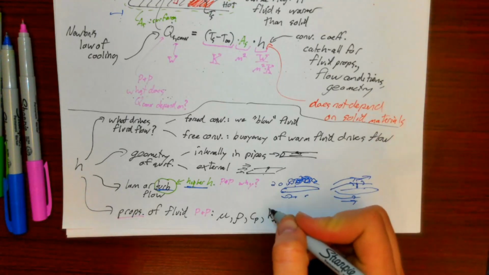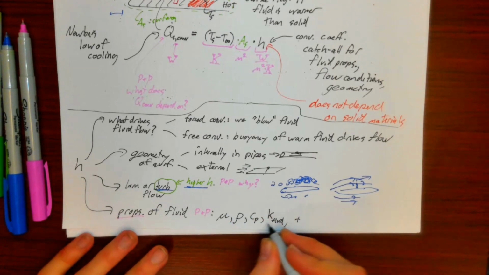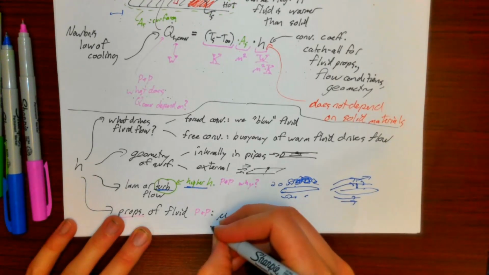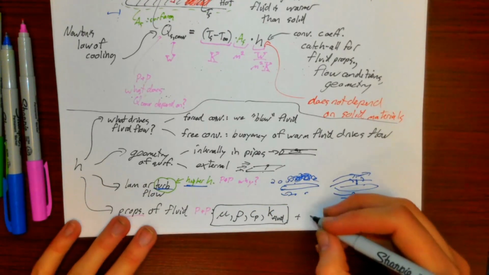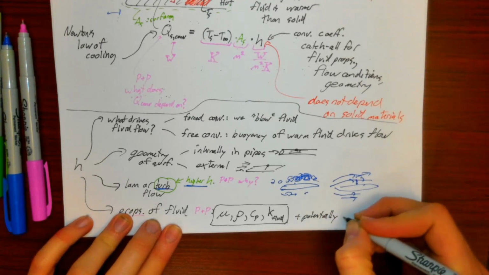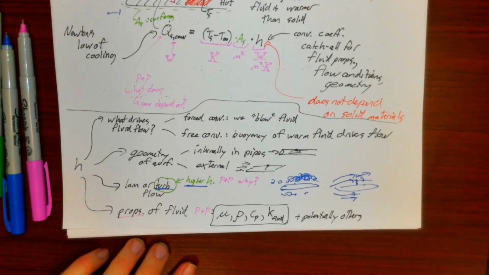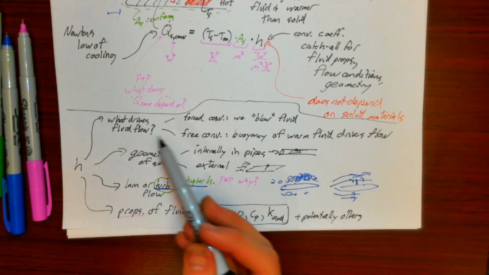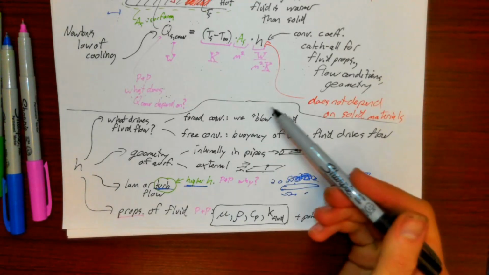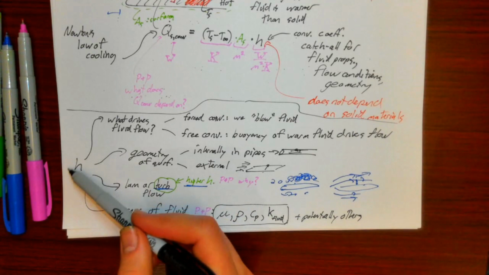Then you sort of need to consider a few others. So we'll say these four properties are the most important in determining H, plus potentially others. But we mostly won't talk about them in the context of this class. So, H kind of depends on a lot of stuff, and there's a lot of problem-specific factors that go into an H.